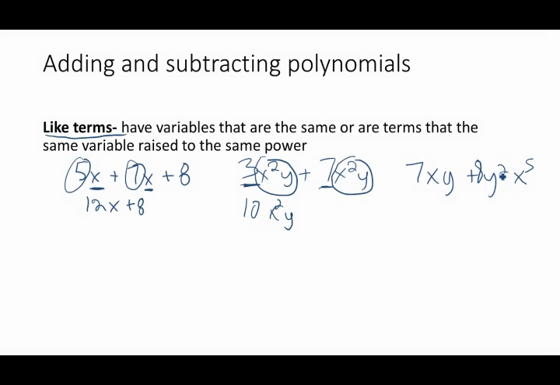Another example, of subtracting, would be 3x squared minus 2x squared plus 7. So what we can do is we realize this is x squared, this is x squared. They are like terms, so we can do 3 minus 2, which is just 1, x squared plus 7. And in algebra, we understand that there's a 1 in front, so it's usually written as x squared plus 7.